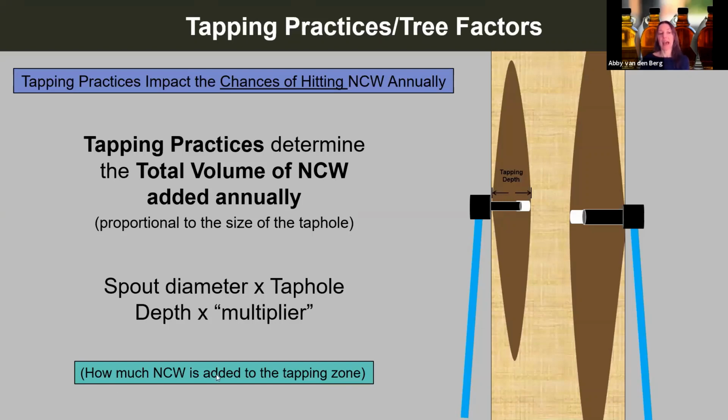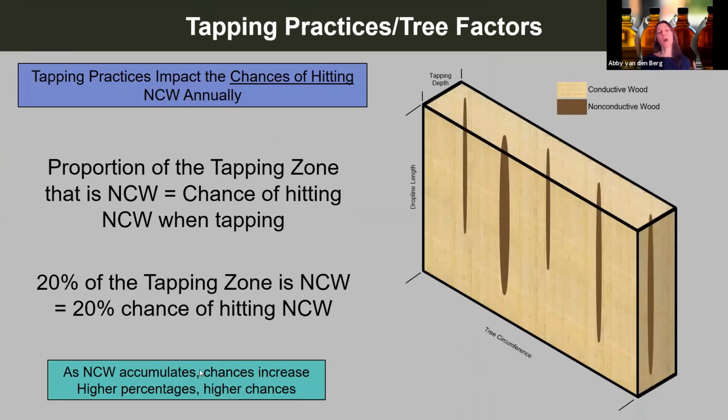So this determines how much non-conductive wood is added to that tapping zone. And then if we put those things together, what we can see is that the proportion of the tapping zone that is non-conductive wood is actually equivalent to the chances of hitting non-conductive wood when we're tapping. So for example, if 20% of the tapping zone is non-conductive wood, we have a 20% chance of hitting that non-conductive wood. And vice versa, if 80% of the tapping zone is non-conductive wood, we have an 80% chance of hitting non-conductive wood.